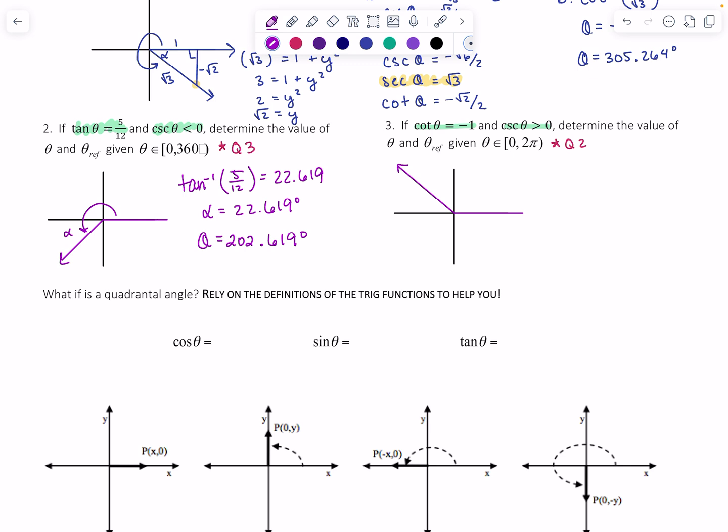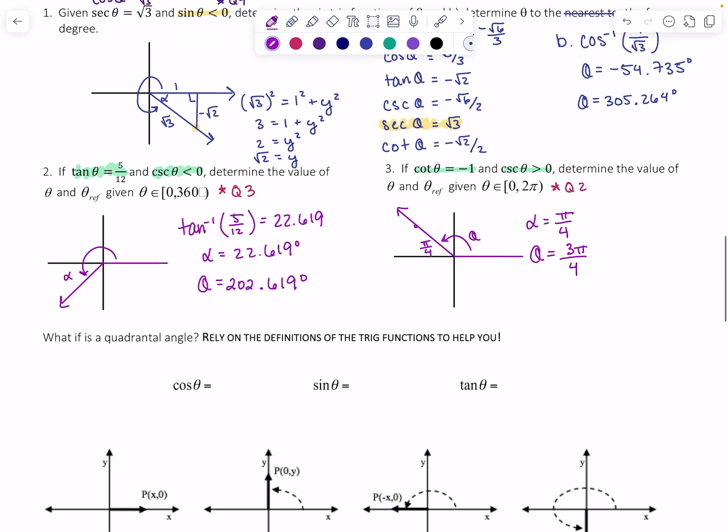So we are saying that our cotangent value is -1, and we can actually do this part without a calculator because we know that -1 for our reference angle would give us pi over 4. So we know our reference angle is equal to pi over 4, but theta is equal to 3 pi over 4 on that one.